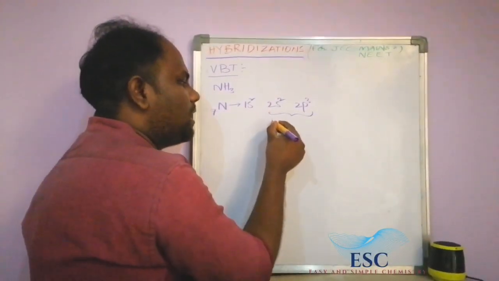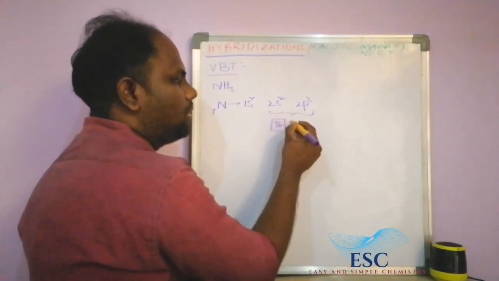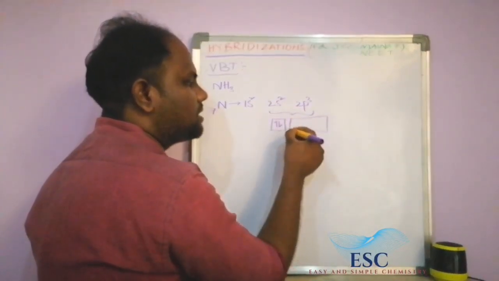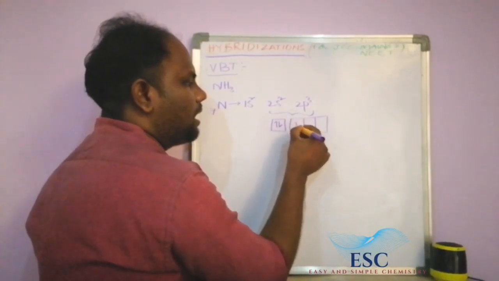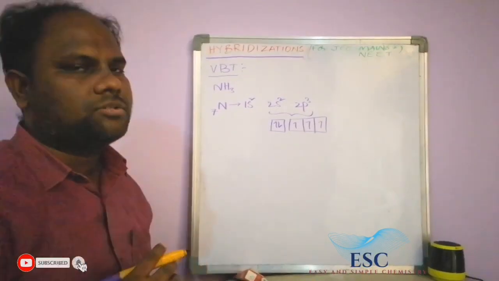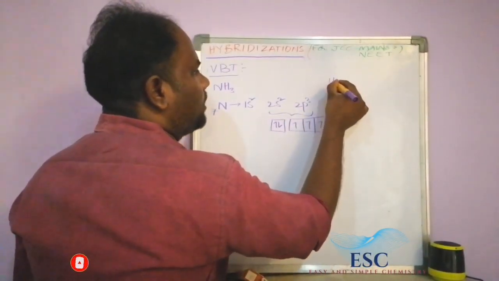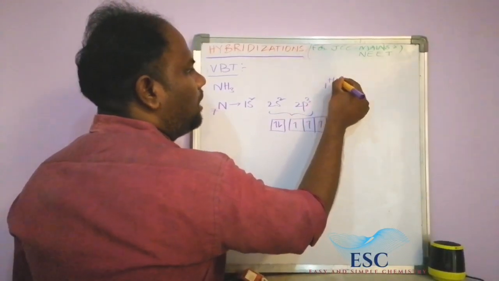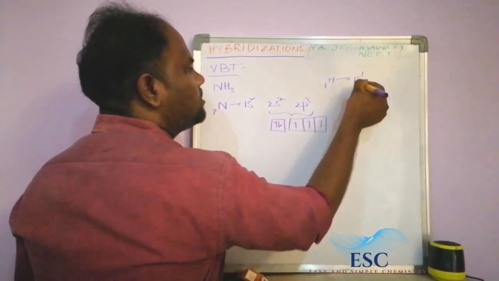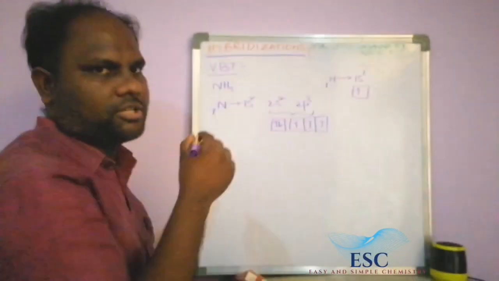Now, how many electrons are present in the s orbital? 2 electrons are present here. How many electrons are present in the p orbital? 3 electrons are present. Okay, so this is the nitrogen valency electronic configuration. Then going to the hydrogen electronic configuration. Hydrogen atomic number is 1 and the electronic configuration is 1s1. In the valency orbital only 1 electron is present.